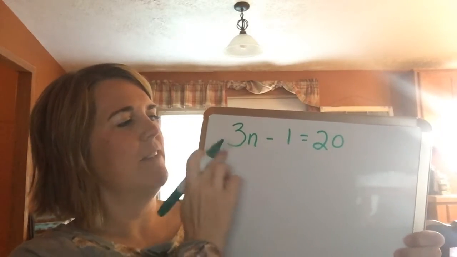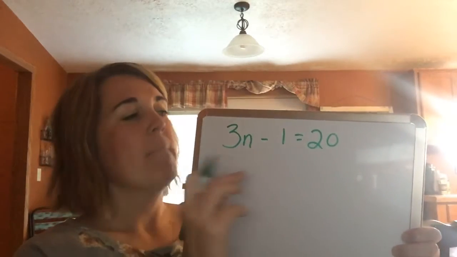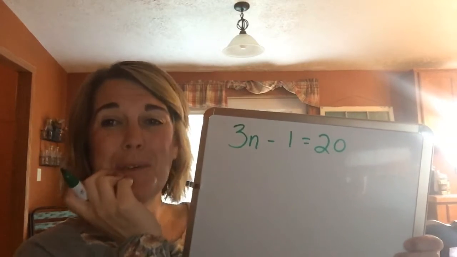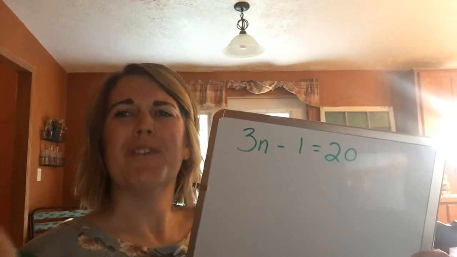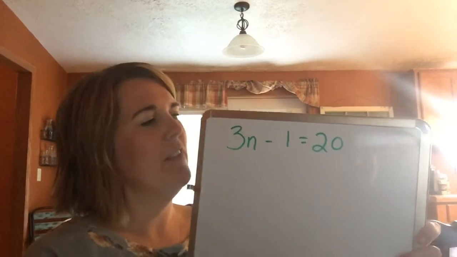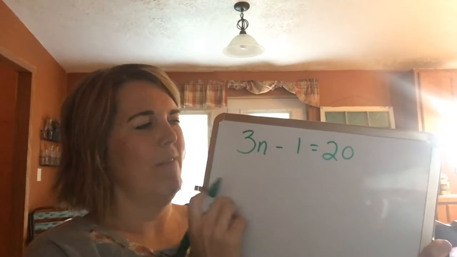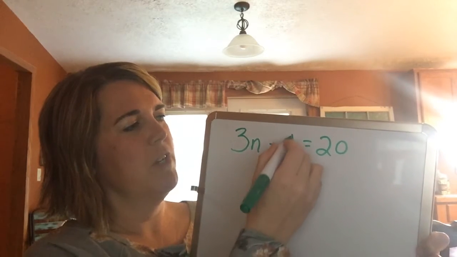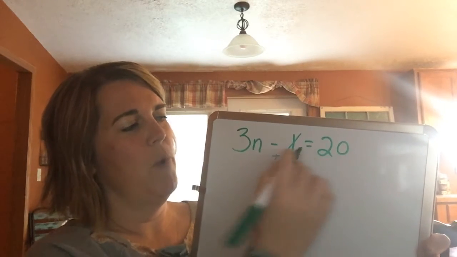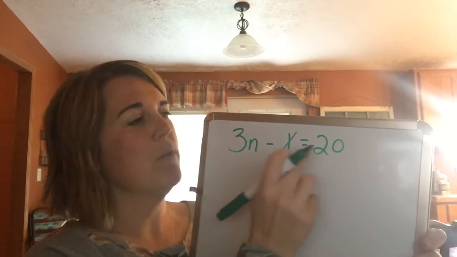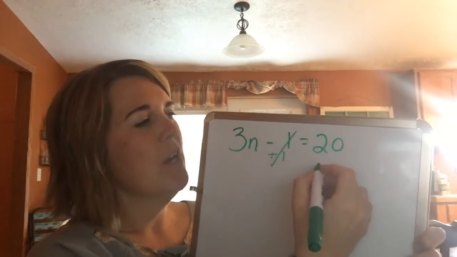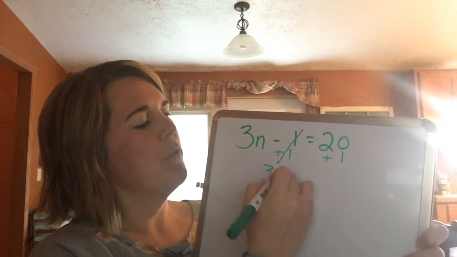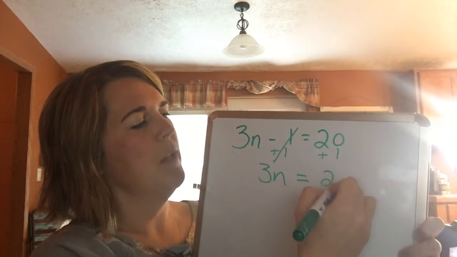We need to get this little 3n by itself. So we've got to move this -1 over here. To do that, you use an inverse operation. Inverse meaning opposite. So if this is -1 and we want to get rid of it, on this side of the equation we would add 1, which zeroes that out. But whatever we do to this side of the equation, we have to do to this side of the equation. So that means we're going to add 1 over here. Okay, so now we have 3n equals 21.